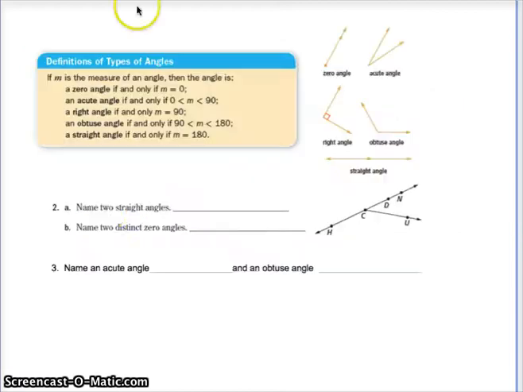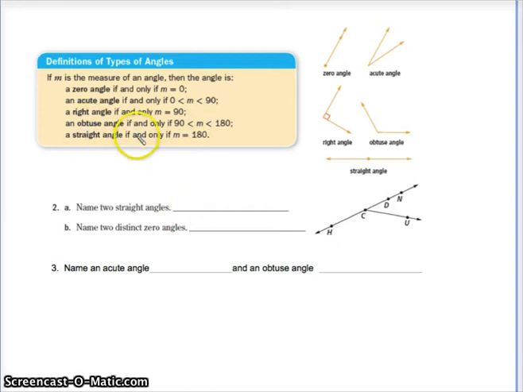Cool. Moving on, let's talk specifically about some types of angles. Here I've got a description of each in words, and then I've got my picture. A zero angle is exactly that. It has a measure of 0. A zero angle is a ray. That's important to note. An acute angle has a measure between 0 and 90 degrees. All right, that's our small angles. A right angle has a measure of exactly 90 degrees.